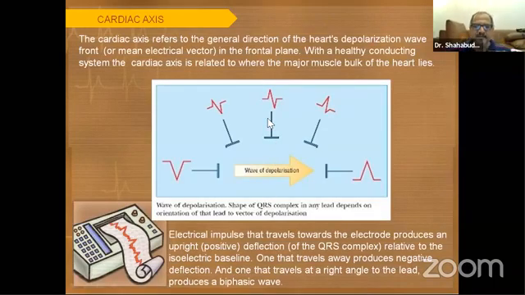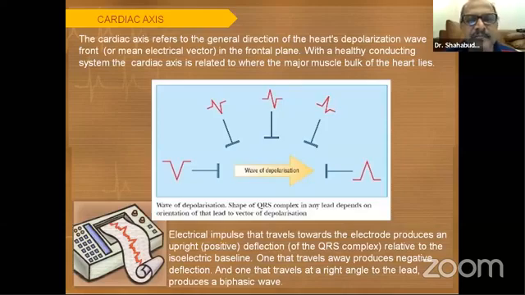And this is very important when determining the axis. For quick axis determination, we will see which lead in the limb leads is equiphasic, and then we will determine which lead is exactly 90 degrees to it. If we can find these two leads, we can easily calculate the axis. The cardiac axis refers to the general direction of the patient's depolarization wave.